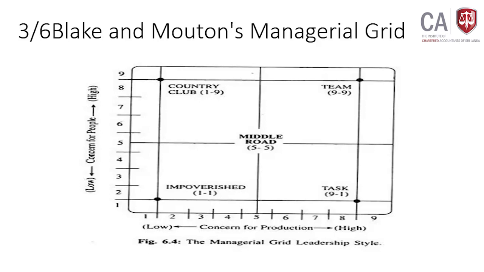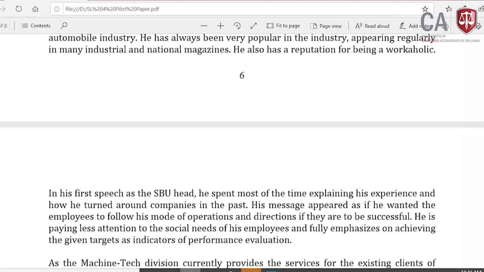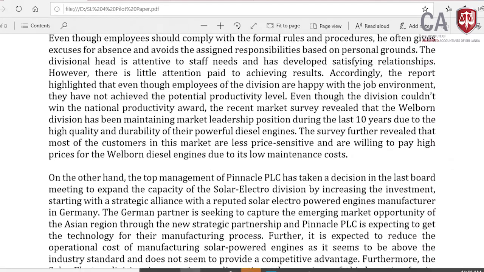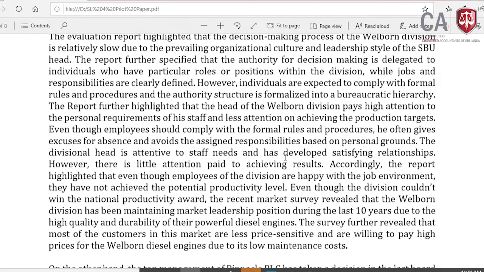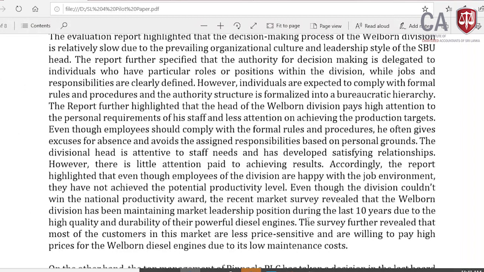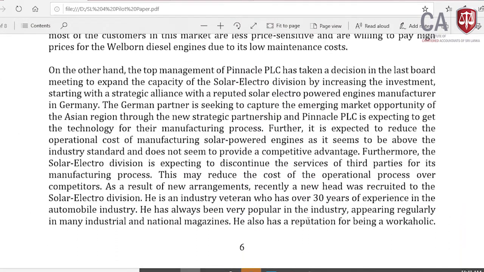If you look at the case information given, the first company, we found this leader is giving more attention to the employee needs, but ignoring the results. That means he is using what type of leadership style? Country club leadership style. The second one, we look at the second company, the second division actually, the Solar Electro.